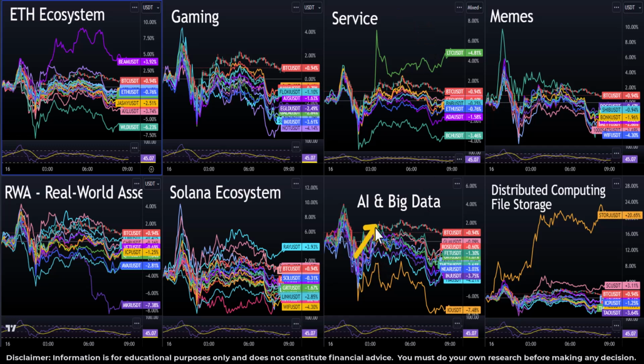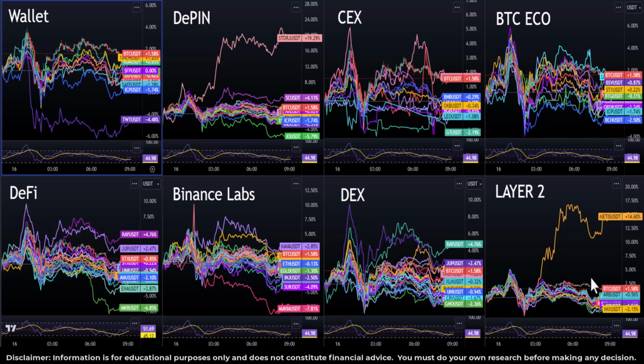What about AI and big data? Ouch, looking pretty sick. What about memes? They've been hit as well. But look at this standout behavior by storage. Typically, when you see one come up, you could expect the others to come up as well. Always remember, there are always opportunities inside every market.